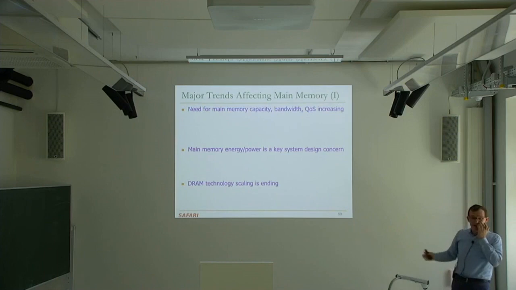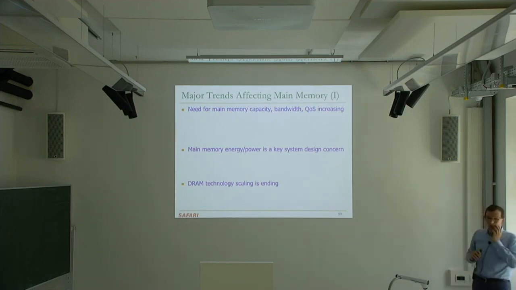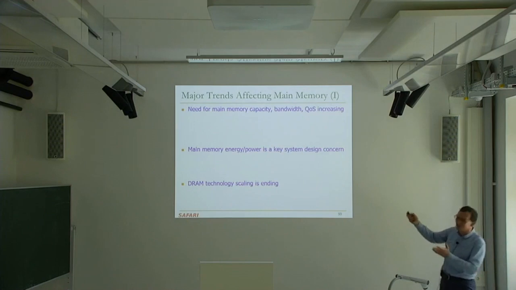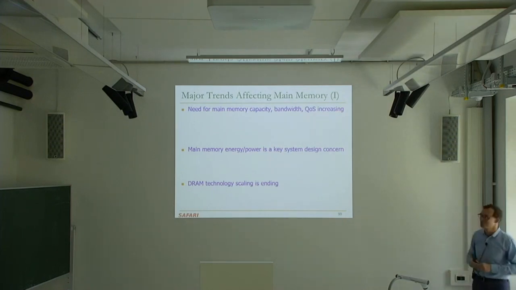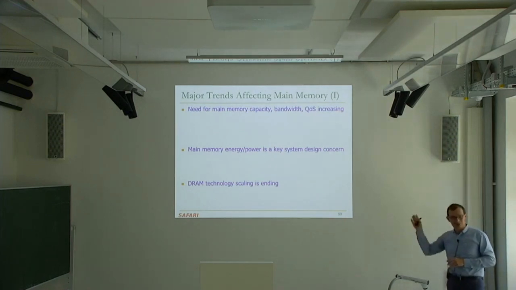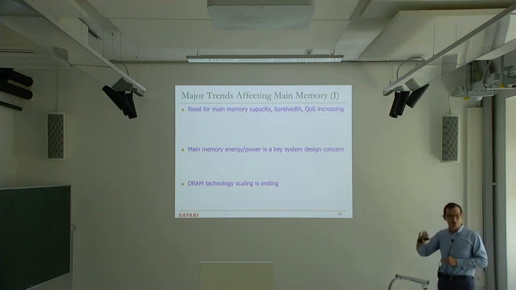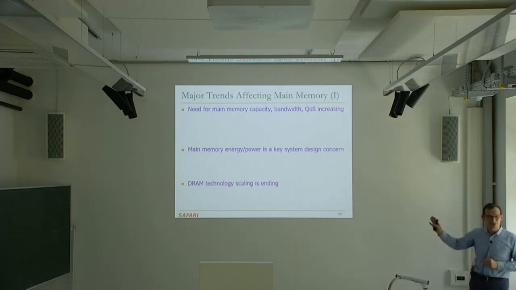So let me go into these trends a little bit more. Again, this is one slide summarizing the major trends that are affecting main memory as I see them. The first thing is, essentially, we want more performance out of memory. And performance comes in the form of capacity, bandwidth, quality of service, like predictability of access, and latency. I didn't put latency over here, but it's obvious that latency is important. Although we will see in a little bit that it's perhaps one of the most ignored parts of the memory chip design.